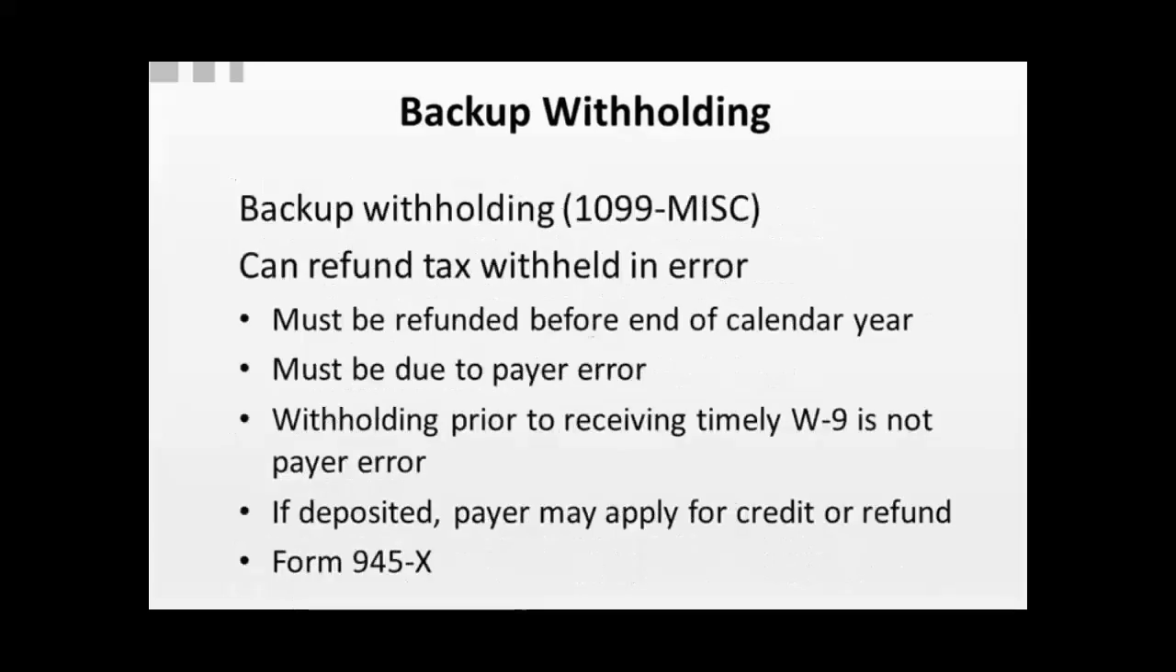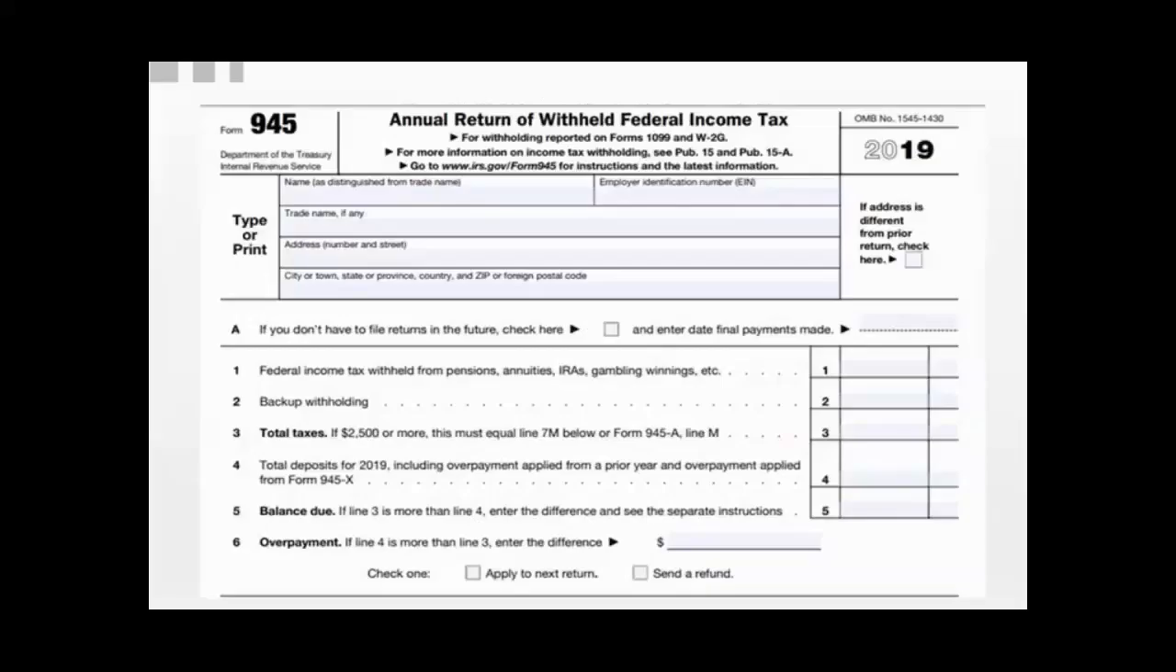You can refund anything withheld in error, but it must be due to payer error, and withholding received prior to a timely W-9 is not payer error. And if deposited and it was an error, you can apply for credit or refund using Form 945-X. I've got a picture of the 945 here. Just wanted to point out a couple of things.